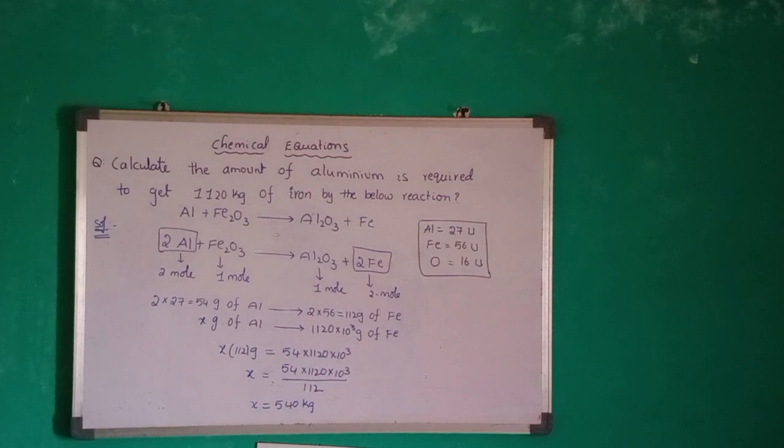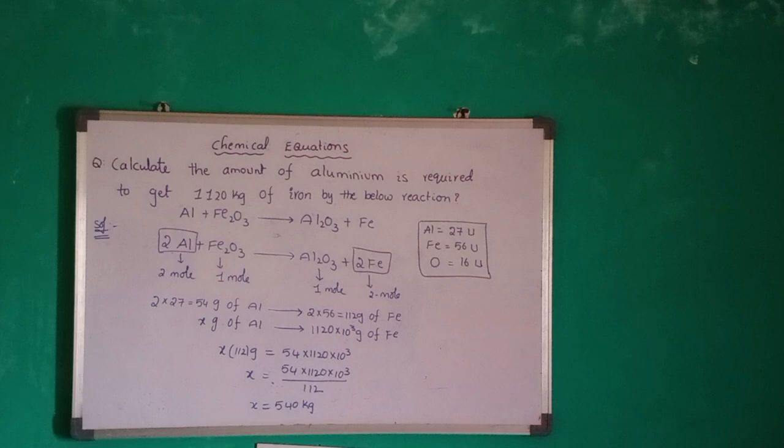In this session I am going to explain a problem in the chapter of chemical equations based on the mole concept. The problem is: calculate the amount of aluminum required to get 1120 kilograms of iron by the below reaction. The equation is already given within the problem, so no need to worry about the equation.